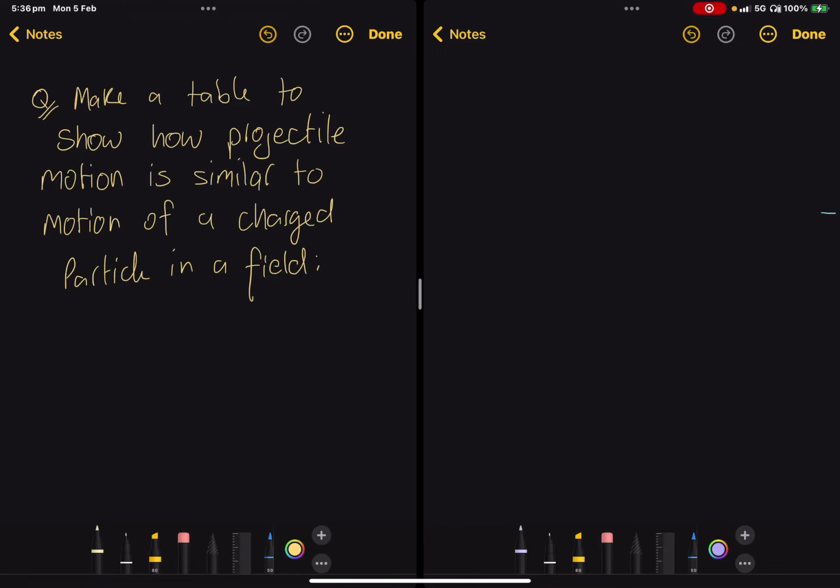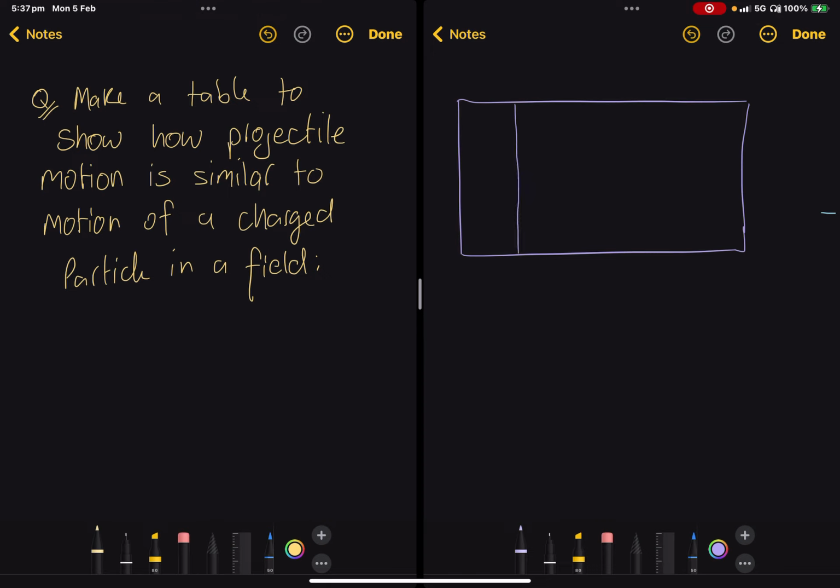Okay, so we're going to have a look at another electromagnetics question. We're told to make a table to show how projectile motion is similar to motion of a charged particle in a field. So we'll draw a little table with our projectile motion formulas, and then we'll draw a little table with our charged particle formulas, and then we'll compare them.